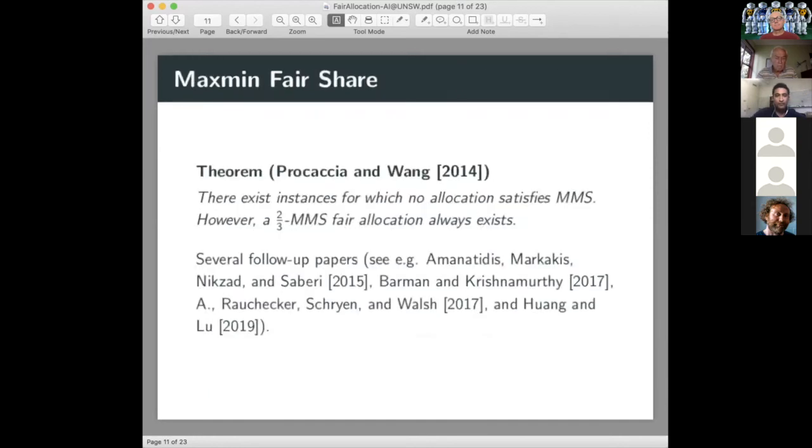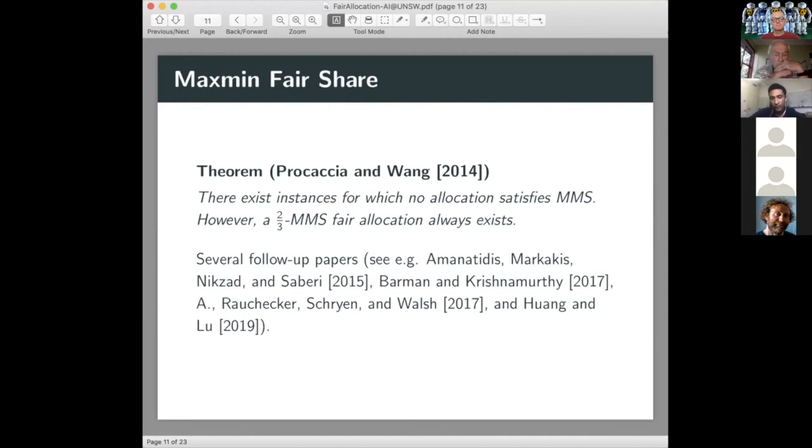As far as these concepts are concerned, in 2014 there was a very influential paper by Procaccia and Wang, who showed that although an allocation satisfying MMS fairness may not exist, they managed to get an approximation guarantee: a 2/3 approximation of MMS fair allocation does exist.